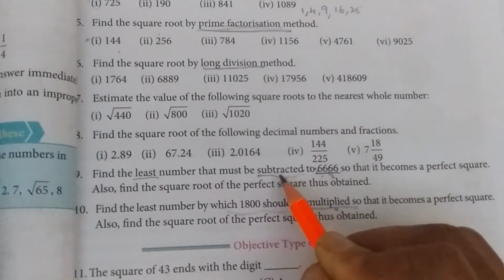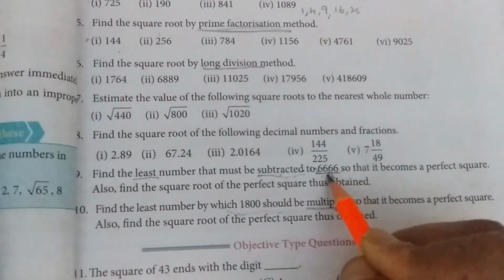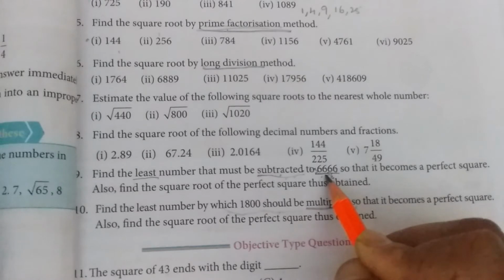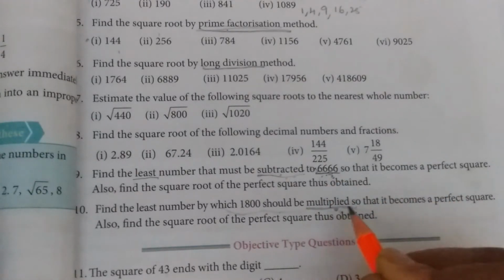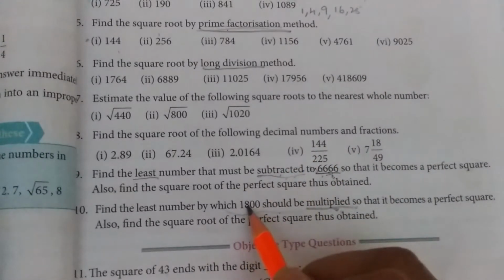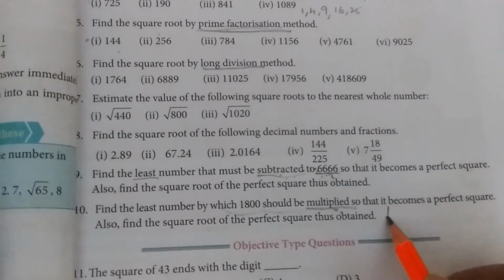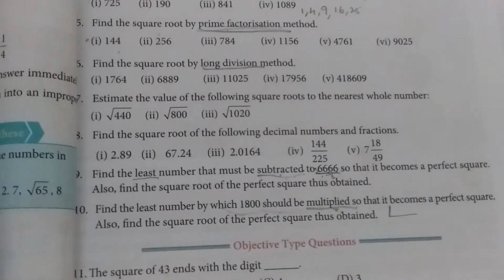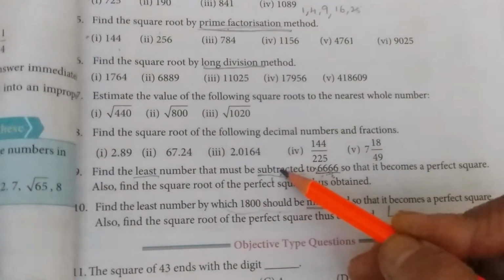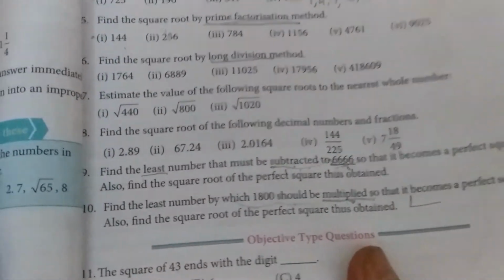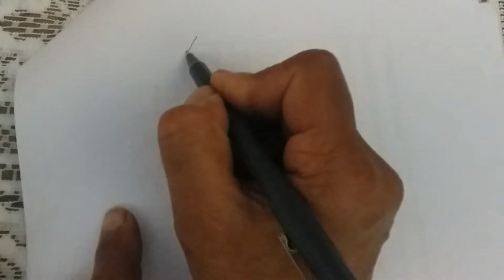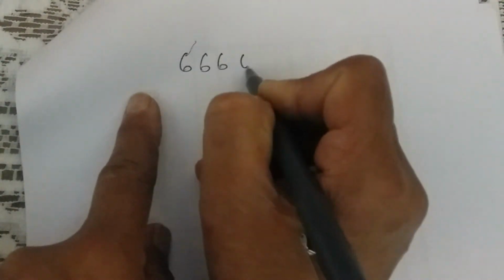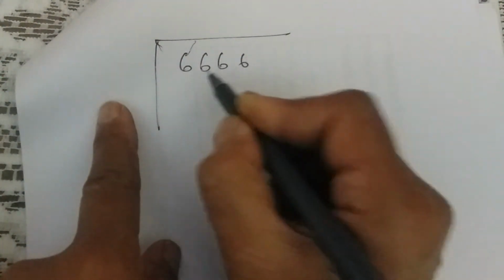What should be added? What should be subtracted to make a perfect square? It means the long division method. What should be multiplied and what should be divided to get a perfect square? It means prime factorization. Okay. Now here, subtracted, we will follow the long division method for 6666. So the number is 6666. It's a long division method and it is a whole number.